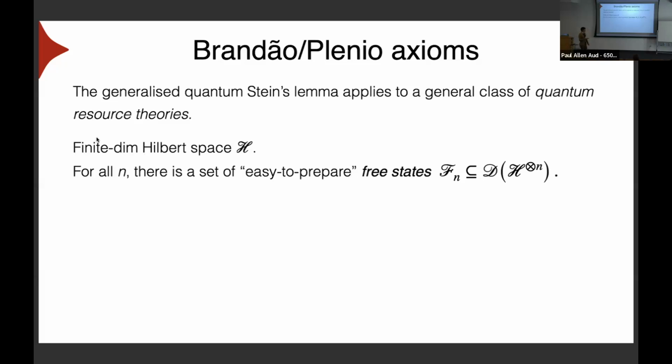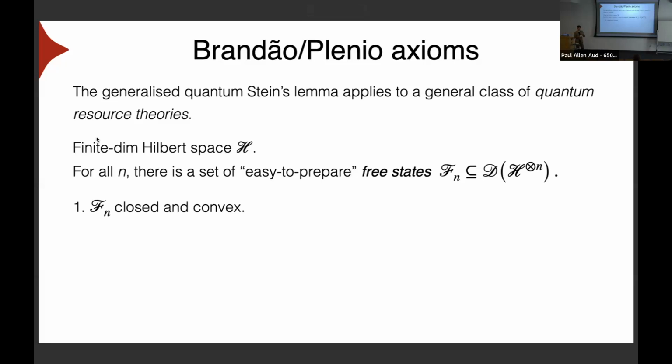Okay, not really anything that you like, because for this to represent a set of states that are easy to prepare in the lab, there should be a set of axioms that this family of sets obeys, right? It's a family, because it's a set for every n. It's a hierarchy of sets. So what are the axioms? These are the Brandão-Plenio axioms. First one is that F_n is closed and convex.